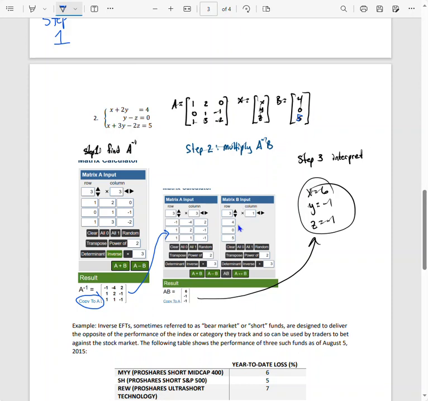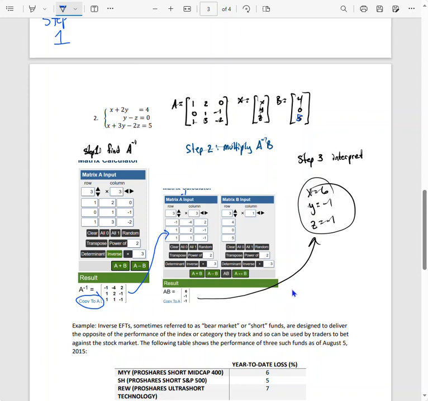We'll enter our matrix B. See, that is a 5. I used it correctly. And then we'll multiply. This is matrix A inverse times matrix B. 6, negative 1, negative 1. What does that tell me?